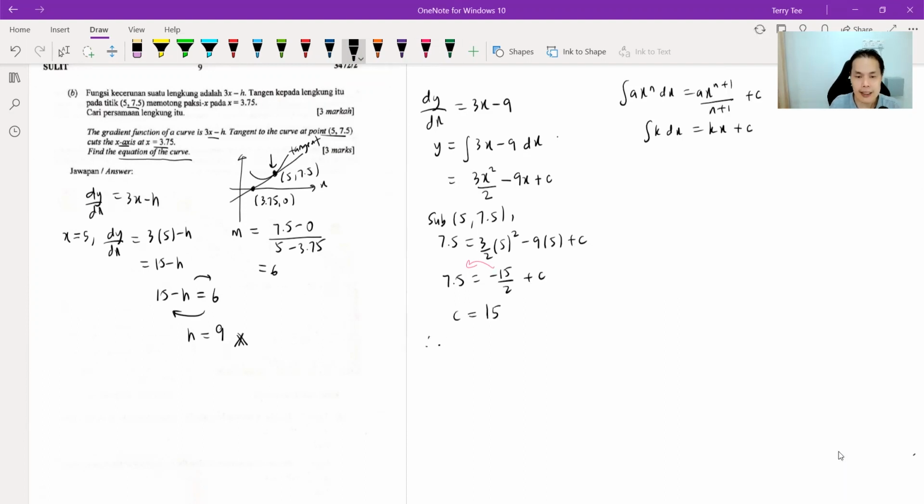And therefore, my equation of the curve is y equals to, take the c, substitute back inside here. My y is now 3x squared over 2 minus 9x plus 15. There you go. That's your equation of the curve.